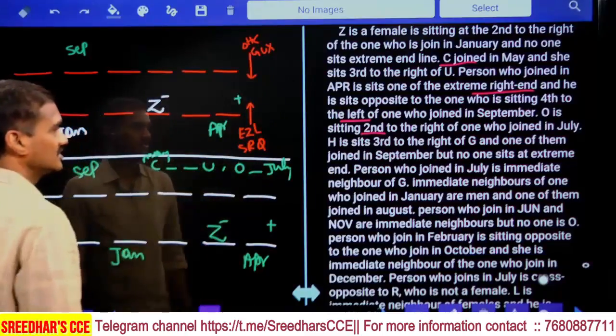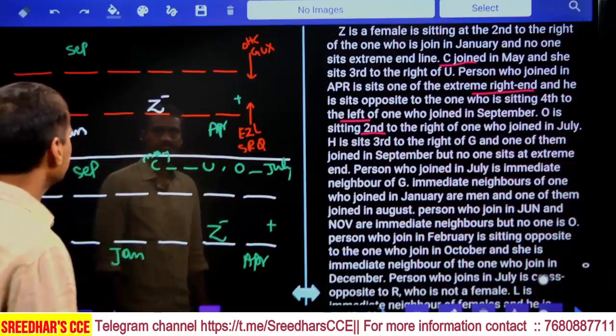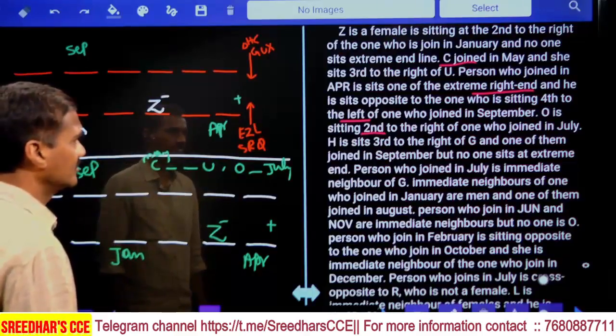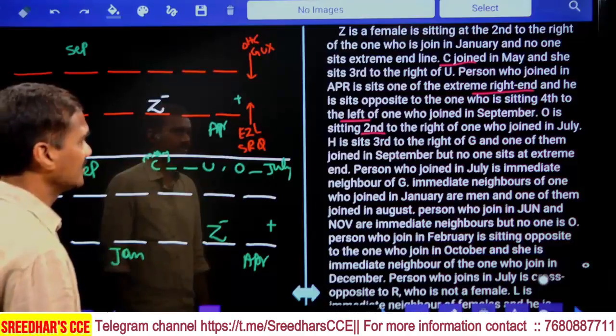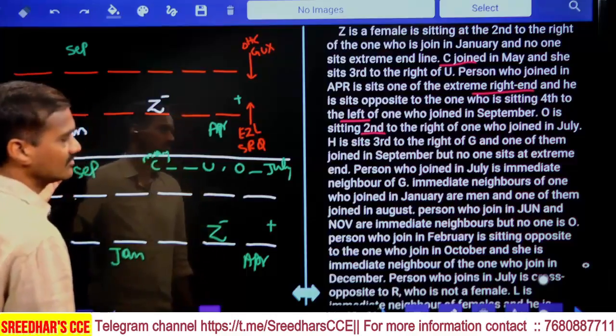O is seated second to the right of the one who joined in July, and H sits, what about this H? H sits one to the right of G, and one of them joined in September. H sits one to the right of G, one of them in September.